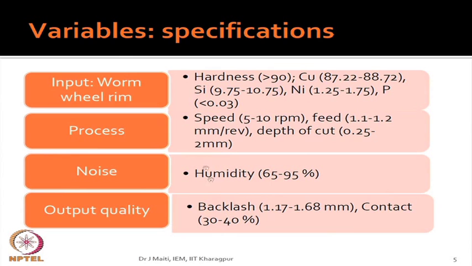So, in between what happened, the process controllable variables are speed, feed, and depth of cut. These are the specifications: 5 to 10 rpm, 1.1 to 1.2 millimeter per revolution, 0.25 to 2 millimeter. This is the process variable range determined by the engineers there.